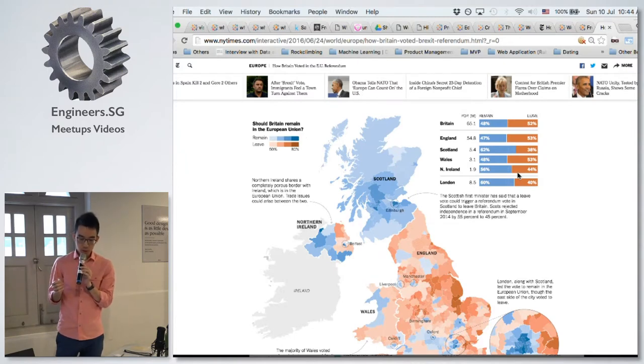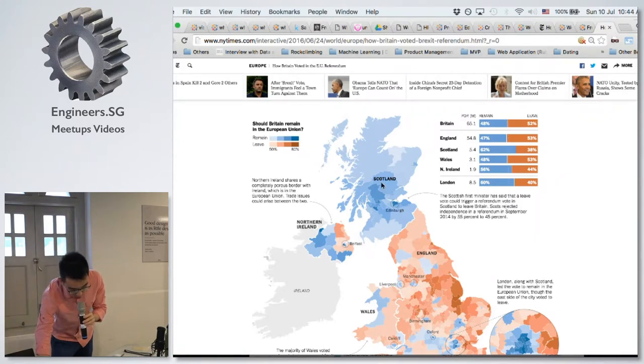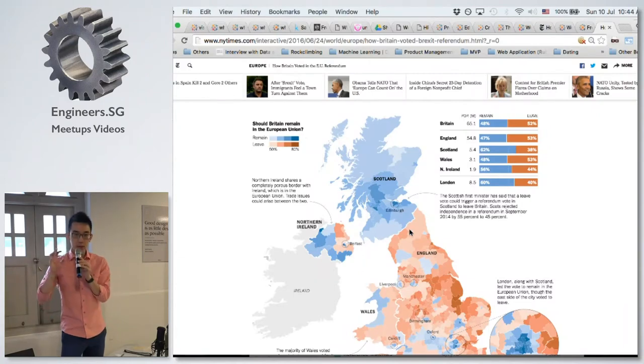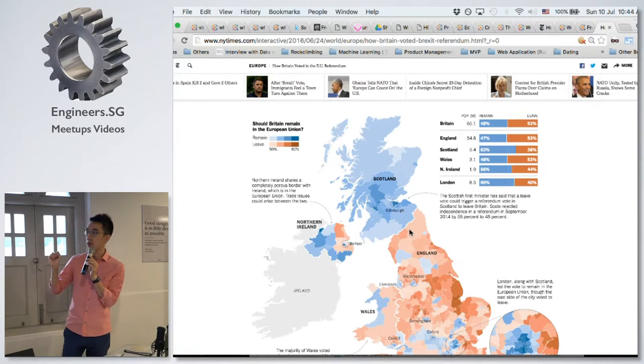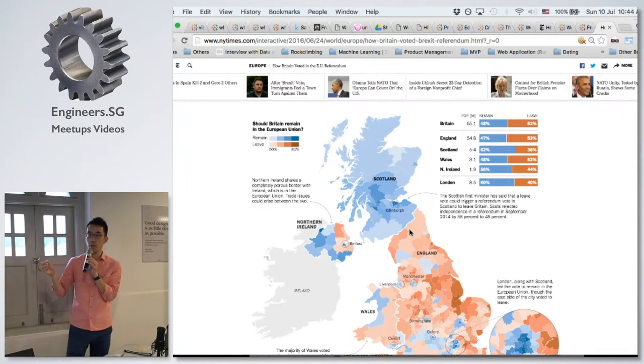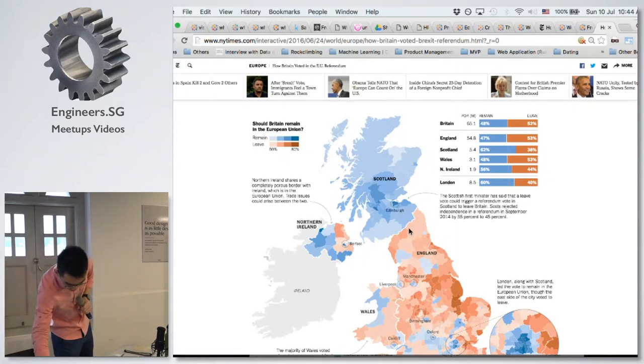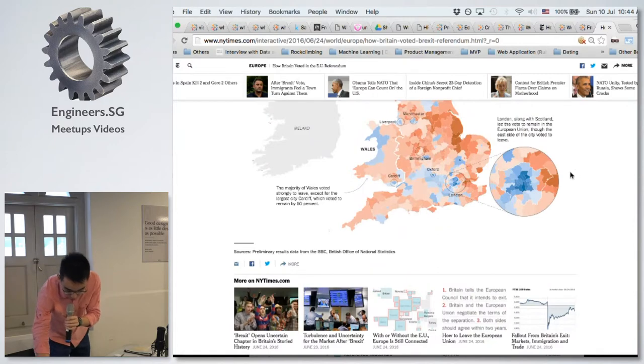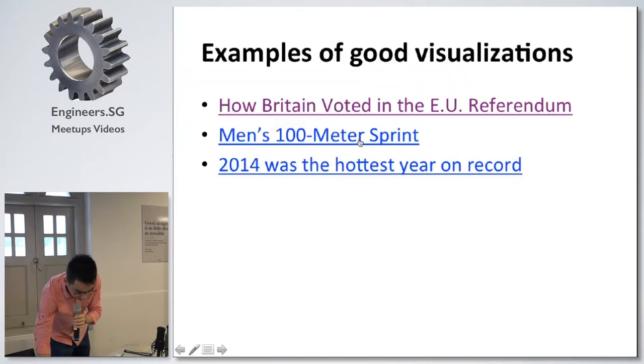One thing I thought could be improved is something similar to what Tableau can do. When you mouse over each of these different regions, it could show you more information about them. In Tableau we can do something like that: when you mouse over the different regions, you can give the viewer more information about what you want them to know about the regions. I'll go on to the next visualization.